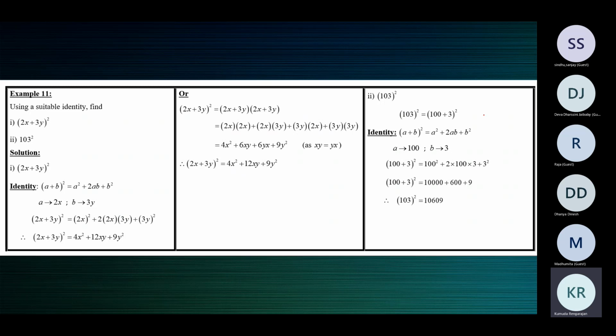See the next one, 103 the whole square is 100 plus 3 the whole square. Similar to this explanation, children. Please go through this and ask me if you have any questions.